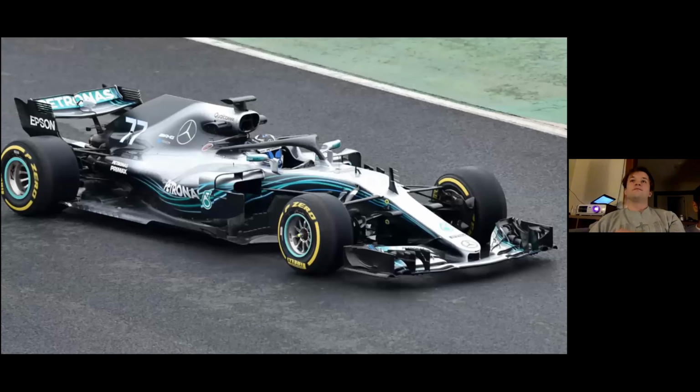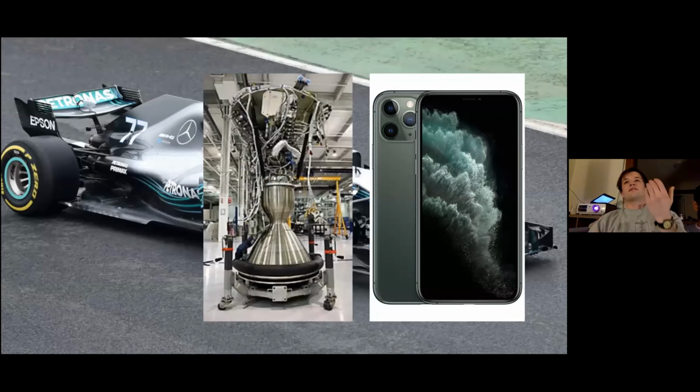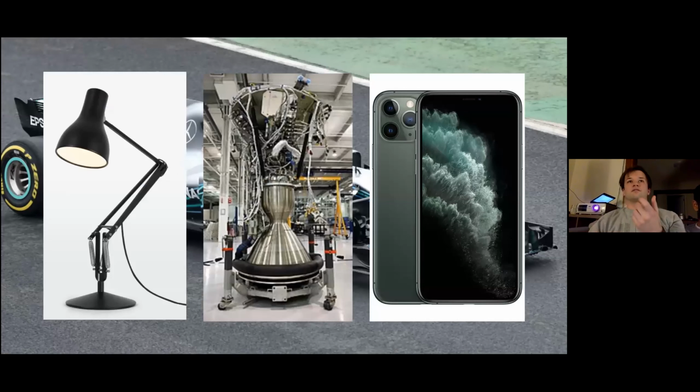All right, so it's really easy when you see systems like this to get overwhelmed by the complexity, like of a formula car, a rocket engine, even something that appears somewhat simpler like a phone, or even just a simple desk lamp. These things are all extremely complex systems. So it's really hard to imagine designing or even coming up with them from scratch as a student engineer.